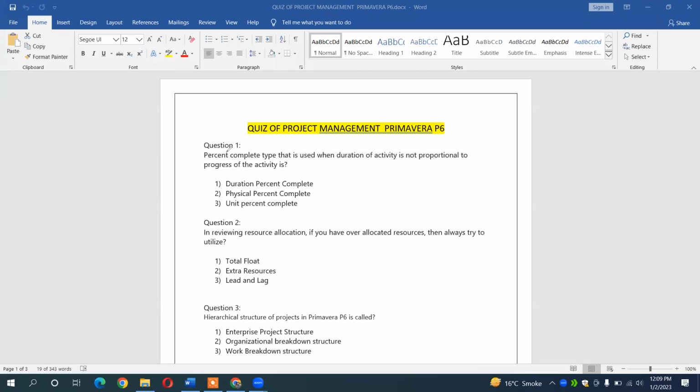Question number one: the percent complete type that is used when the duration of an activity is not proportional to the progress of the activity. What does this mean? When you actually start the work at the site, it is normally recommended to use physical percent complete, and that physical percent complete is normally included into the progress side.